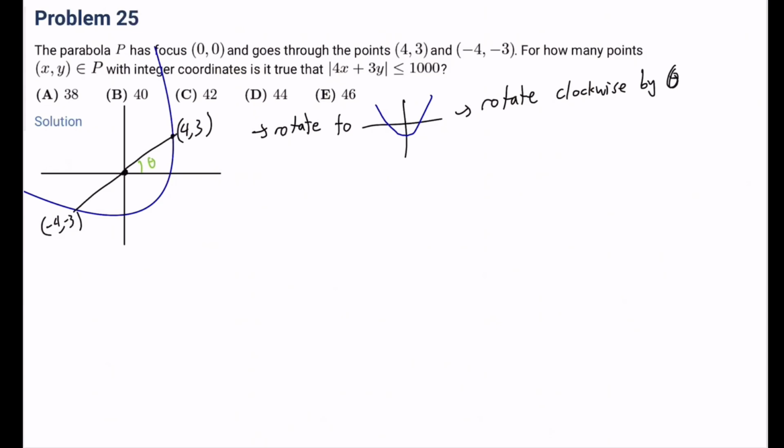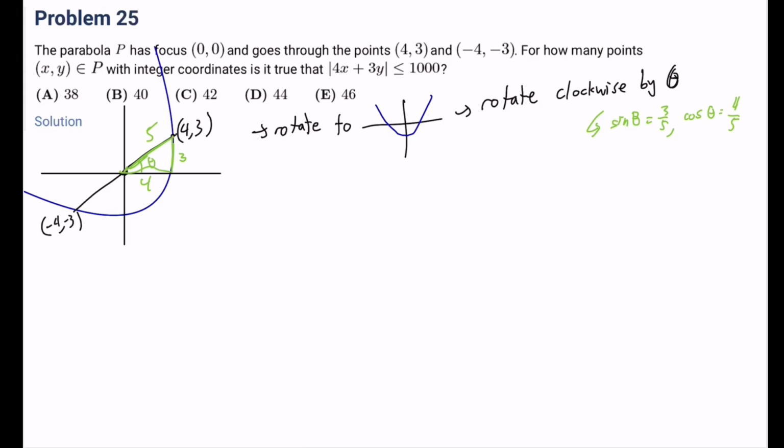And we notice that if we draw a right triangle like that, this is 4, this is 3, and this is 5, that means that's a 3-4-5 right triangle. This means that we can know the sine and cosine values of theta. So sine theta is going to be equal to 3 over 5, and cosine theta is going to be equal to 4 over 5.